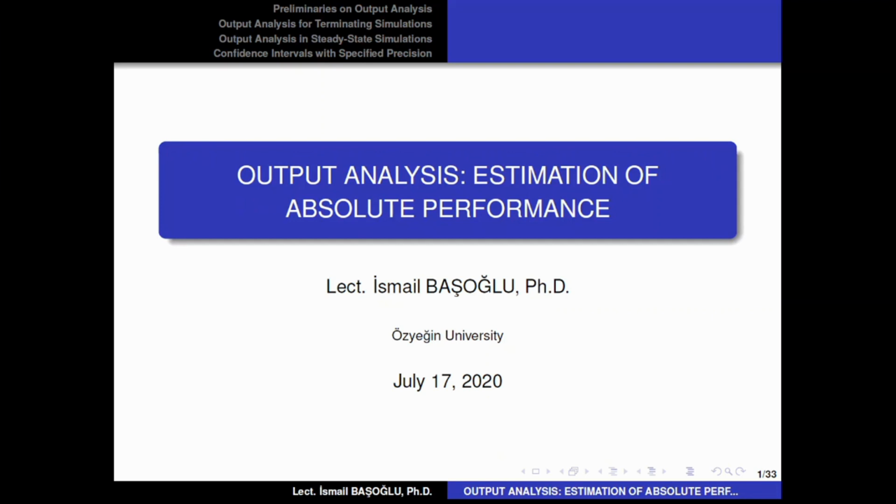So here we are going to study the output analysis in two parts. In the first part, we are going to estimate the absolute performance of a single design. And then in the second part, we are going to estimate the relative performance of two different alternative system designs or two different policies, and we are going to compare them. So we are going to start from the simple. Let's just analyze the outputs for a system.